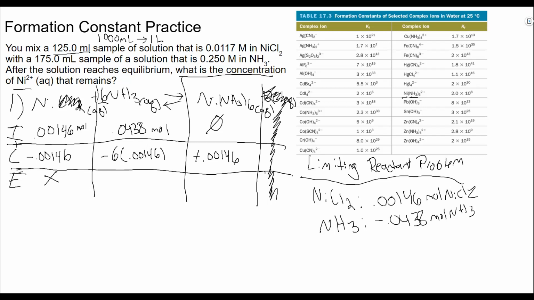0.0438 minus 6 times 0.00146. Let me get my calculator out, and I'm going to do that calculation right now. 0.0438 minus 6 times 0.00146. So at equilibrium, the amount of NH3 we're going to have left is 0.0350. So we have 0.0350.